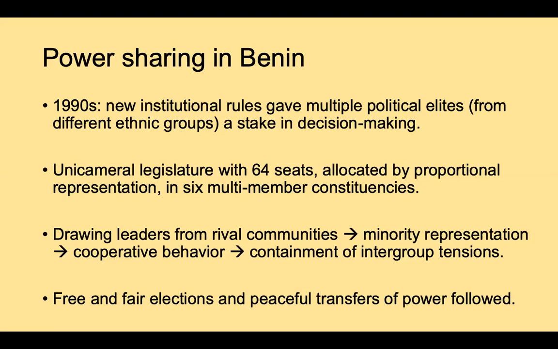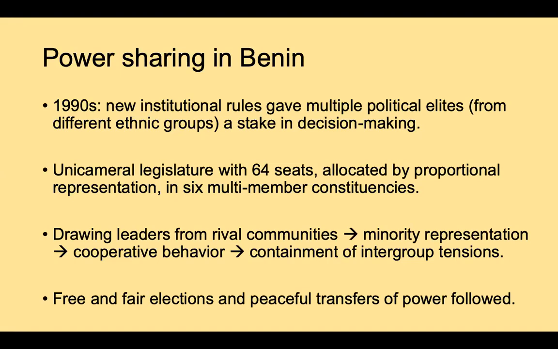In the 1990s, Benin adopted a new constitution that created formal institutional rules that gave political elites from different ethnic groups a shared stake in decision-making. And the key institution that they created was a unicameral legislature with 64 seats that allocated those seats by proportional representation in 6 multi-member constituencies that represented the 6 administrative units of the country. And what this did is it drew leaders from all of the rival communities, and it gave representation to minorities through proportional representation.